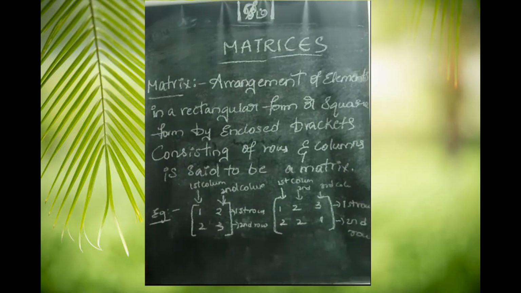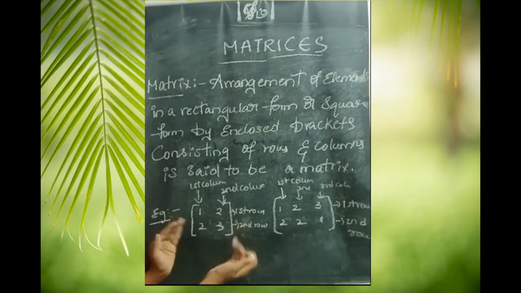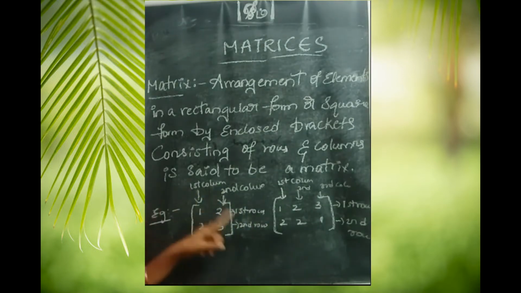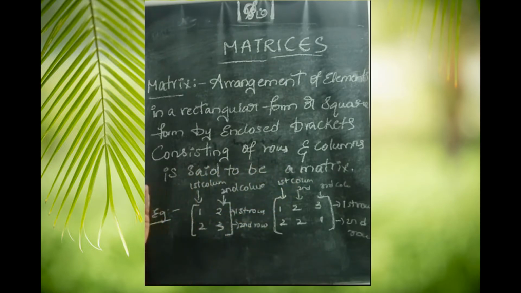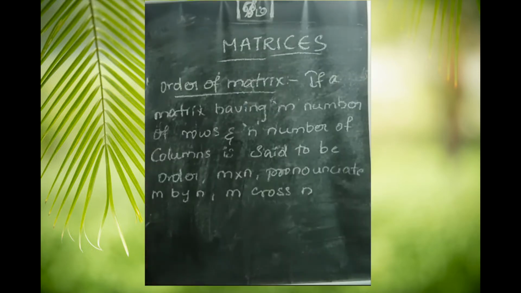Now what does matrix mean? An arrangement of elements. It may be in a rectangular form or in a square form, which should be enclosed with the brackets and should contain columns and rows. Okay, columns and rows. That is said to be a matrix. Okay, now we'll see the next, the order of the matrix. See here. What's the definition of the order of matrix?